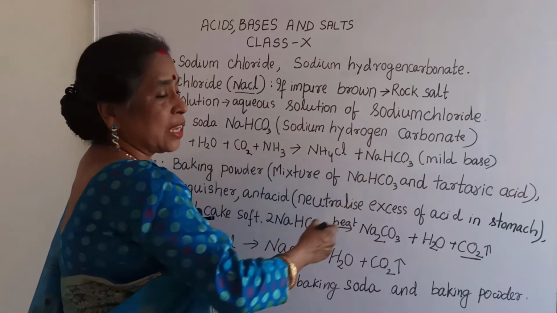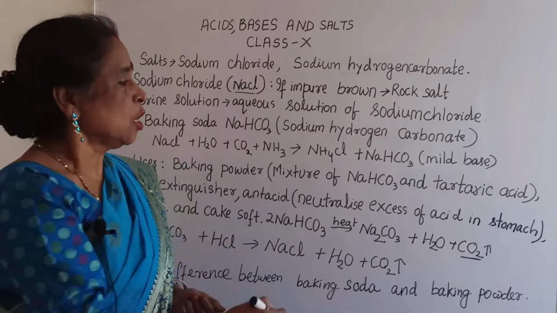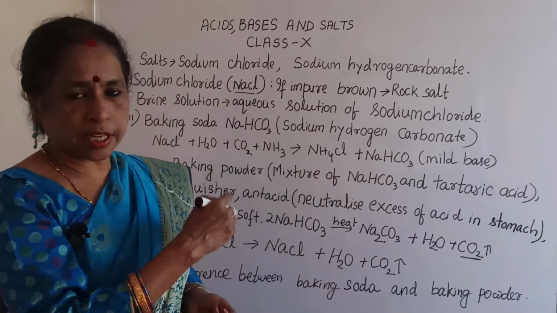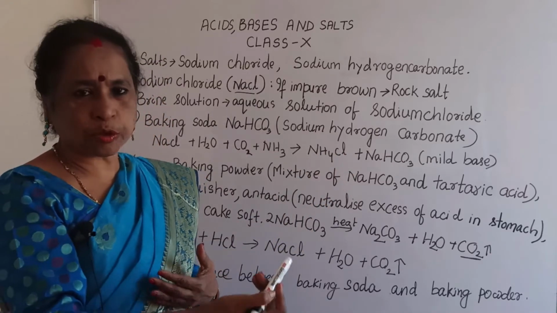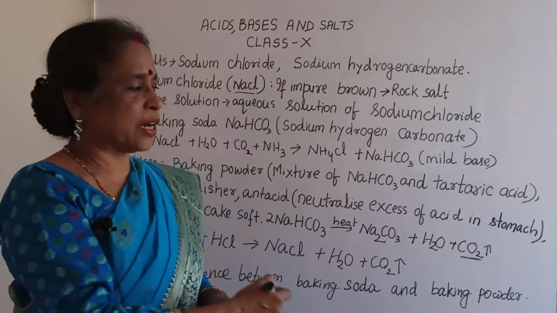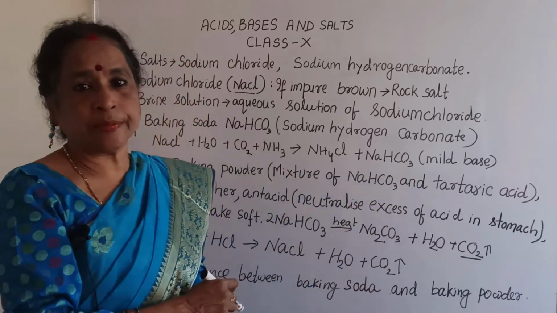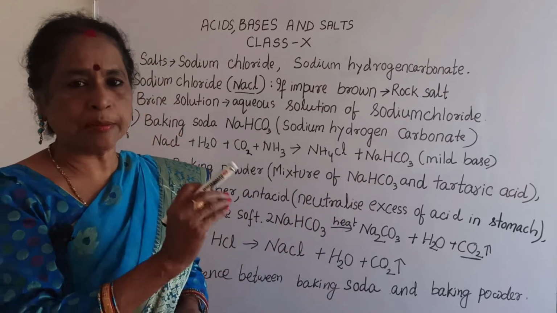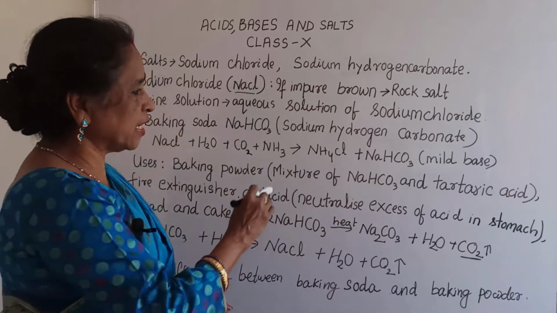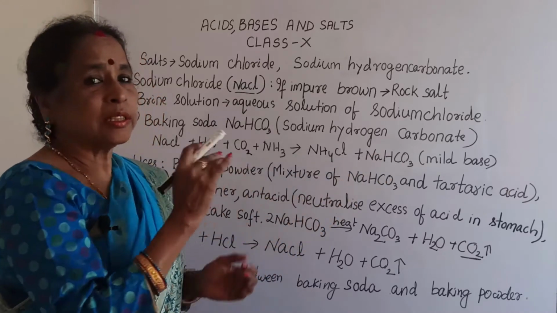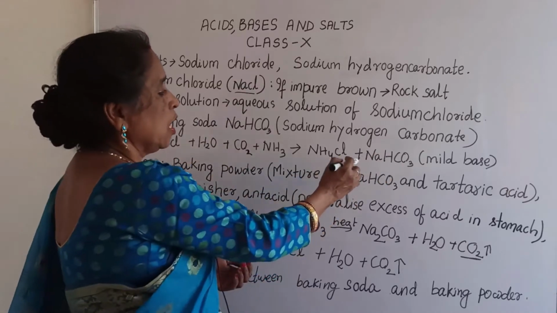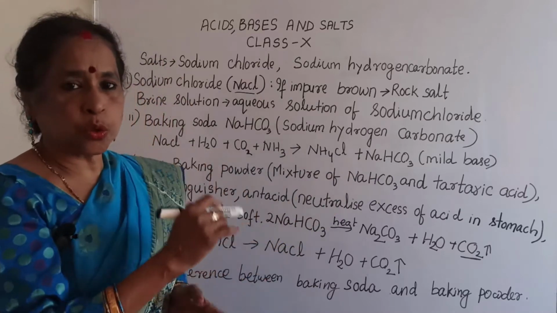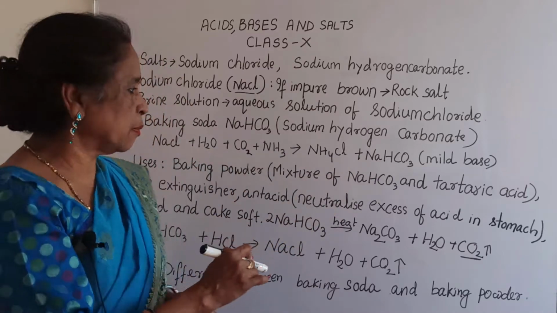So it is known as a mild base because sodium hydrogen carbonate, that is also sodium bicarbonate, reacts with acid. That is why it is known as a mild base. Mild means a small quantity of base. So NaHCO3, sodium hydrogen carbonate.